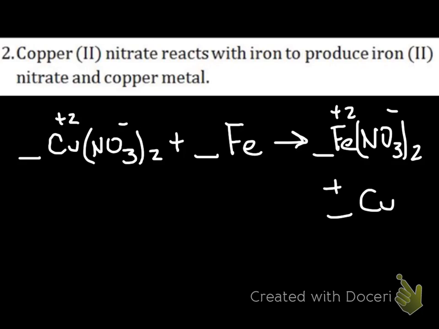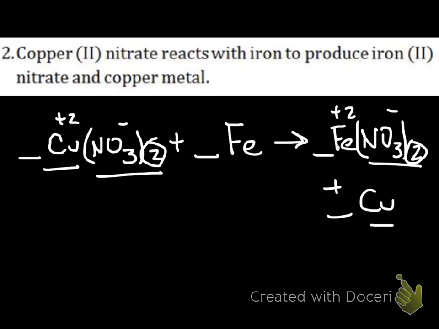I need to balance the equations next. After I write the correct formulas, I'll start with the polyatomics first. I have a nitrate on the reactant side, and I have a nitrate on the product side. I have 2 of them, so I don't need to do anything to that. I have one copper on the reactant. I also have 1 copper on the product.